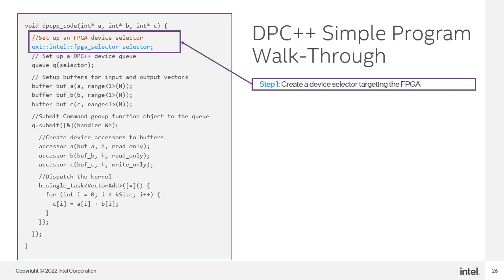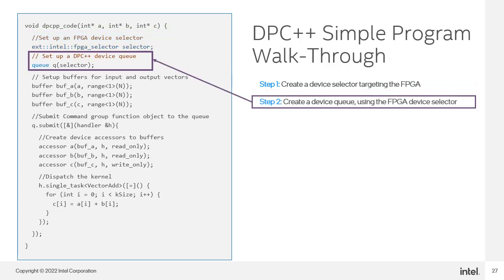The first step in writing your DPC++ code is to create a device selector that will target the FPGA or whatever accelerator device you have in mind. To do so, we use the construct ext::intel::fpga_selector, all in lowercase letters. By doing so, we have successfully set up an FPGA device selector and let the runtime know that we want to use the FPGA accelerator.